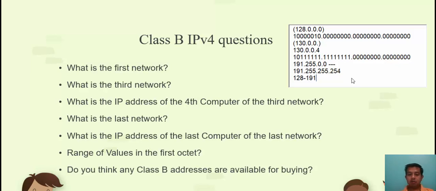Then the last question: do you think any class B addresses are available for buying? If you remember the IPv4 class scheme, class A, class B, class C, it was introduced in the 80s. So this is now 2020. It's almost unlikely that any class B addresses are available for buying. In fact, there are no addresses of class B type available for buying by anyone.